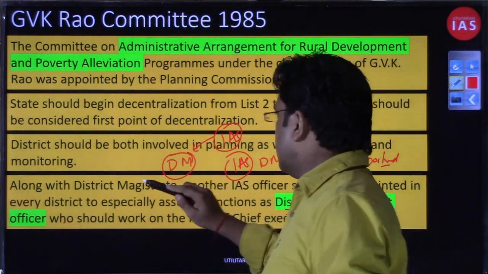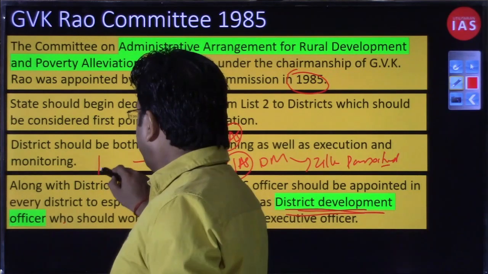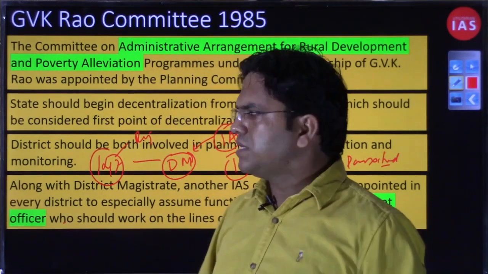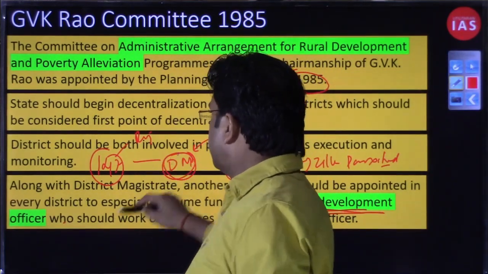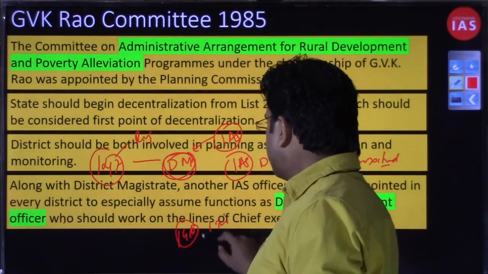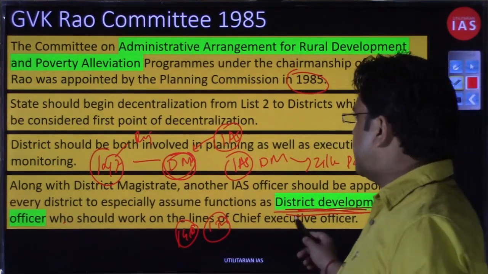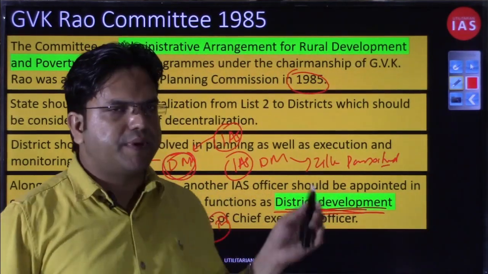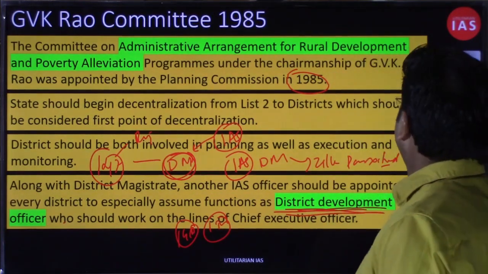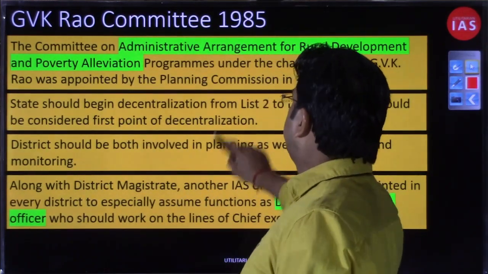Because a DM does have many responsibilities. At one particular time, if the district is in a larger state like Rajasthan, UP or Maharashtra, any DM will be the head of around 140 or 150 committees. So it is not humanly possible for him to oversee this function in an effective manner. And that's why there was an appeal to keep a separate IAS officer who will look into the development functions itself. So that was the only notable recommendation of the GVK Rao committee. I hope you will have clarity on this.